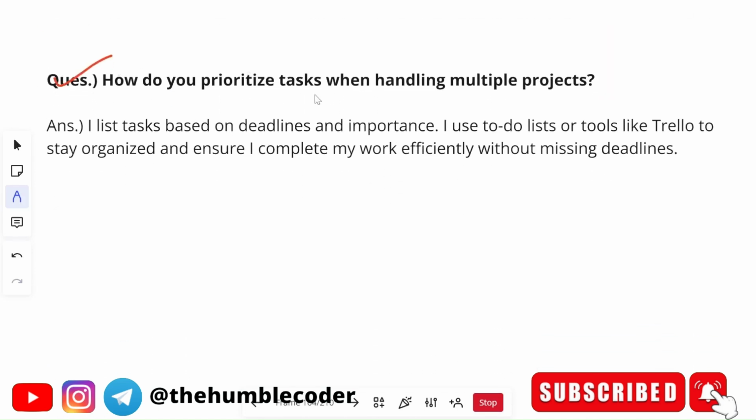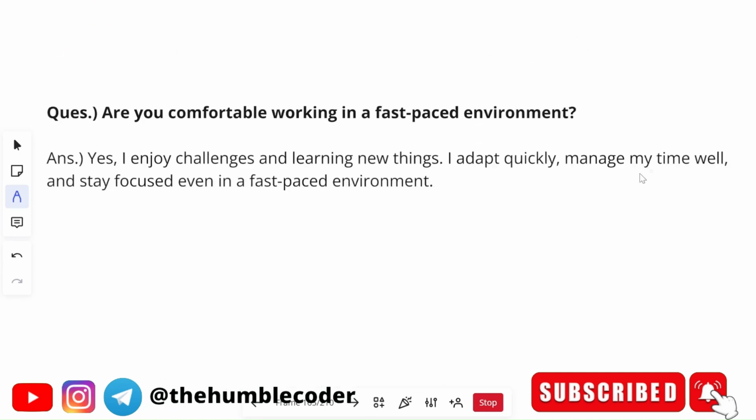How do you prioritize tasks when handling multiple projects? Okay, let's see the answer for this one. I list tasks based on the deadlines and importance. I use to-do lists or tools like Trello to stay organized and ensure I complete my work effectively without missing the deadlines. Let's now see the next one.